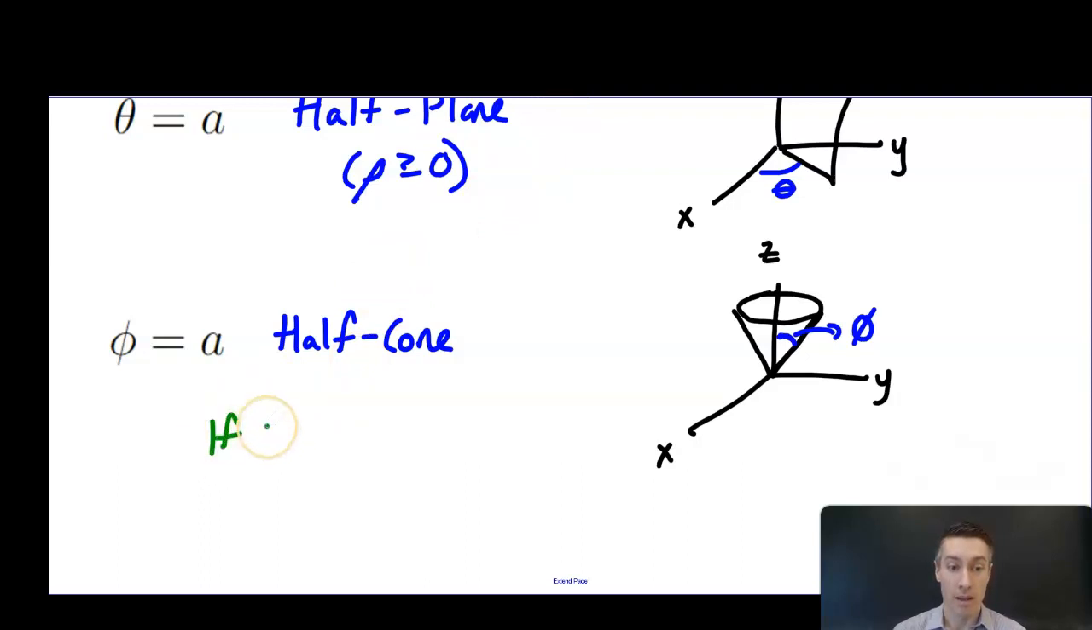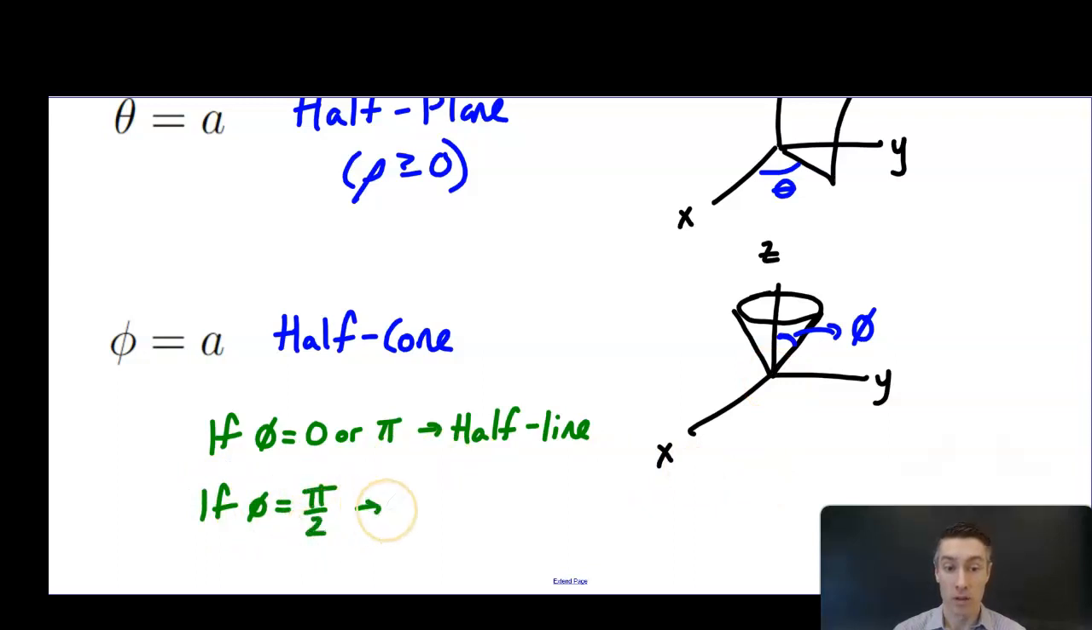Now, there are two special cases that we can think about. So if phi is 0 or pi, this is going to be a half line. Or really the positive or negative z-axis would be a great way to think about it. Right? So if phi equals 0, we'd have the positive z-axis. If phi equals pi, we'd have the negative z-axis. And if phi equals pi over 2, that's going to be the xy plane. Right? So that wouldn't be a cone, that would be the whole xy plane if we go out to phi equals pi over 2. All right, so just a couple of important special cases to consider.